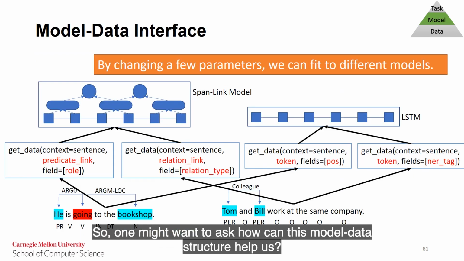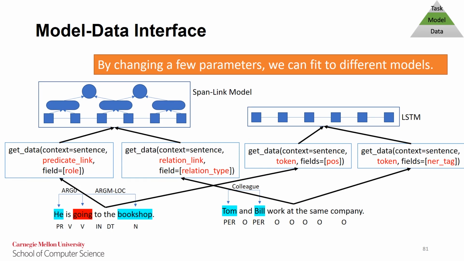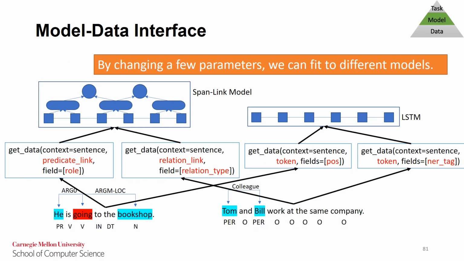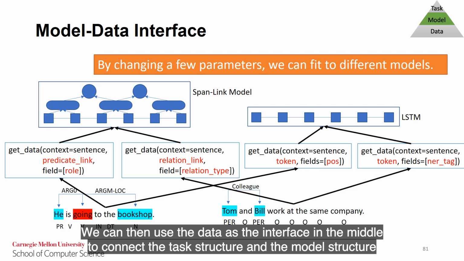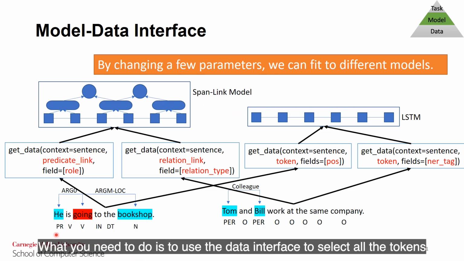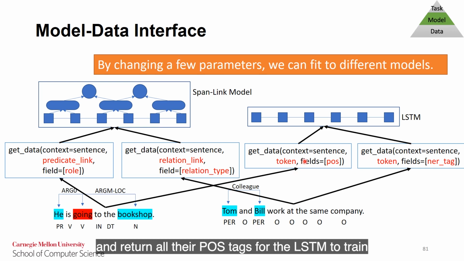So, I want to ask, how can this model data structure help us? What the model data interface actually does is to separate the task structure from model structure, and then use the data as an interface in the middle to connect the task structure and the model structure. For example, if I have an LSTM model, and we have the task of POS tagging, what we need to do is to use the data interface, select all the tokens, and return all their POS tag for the LSTM to train.